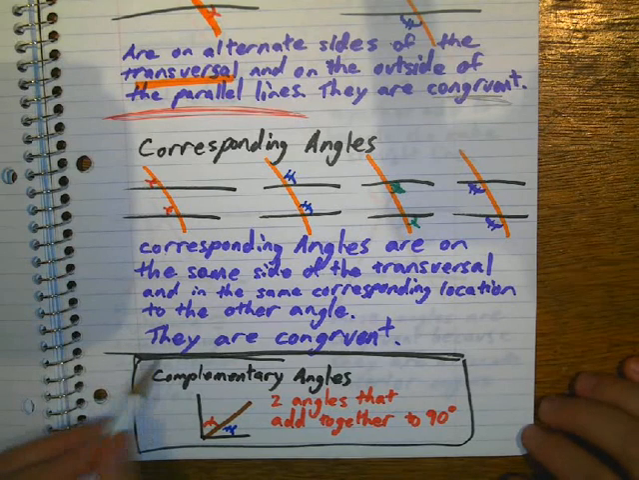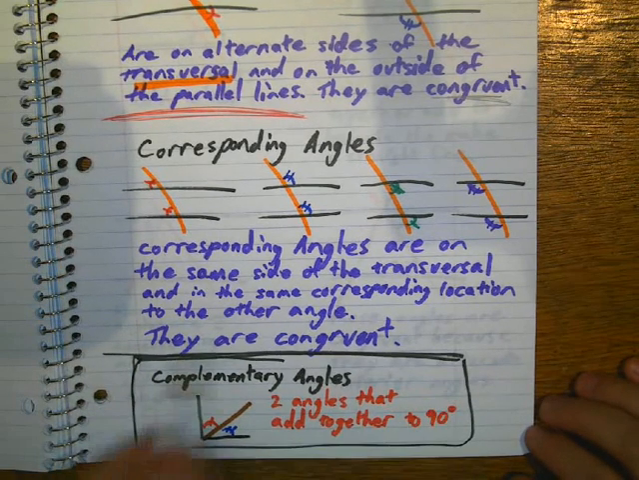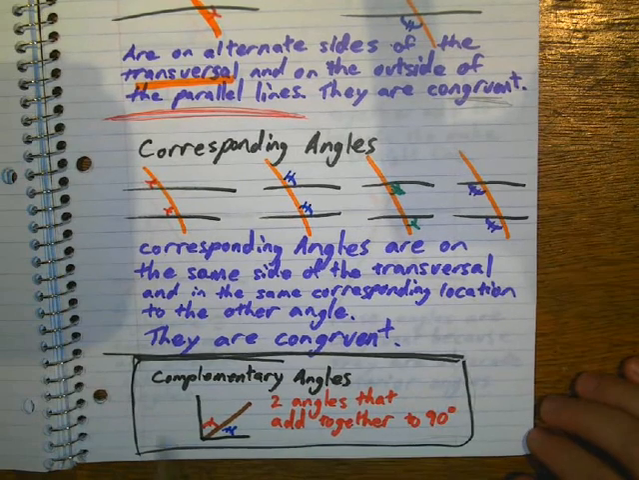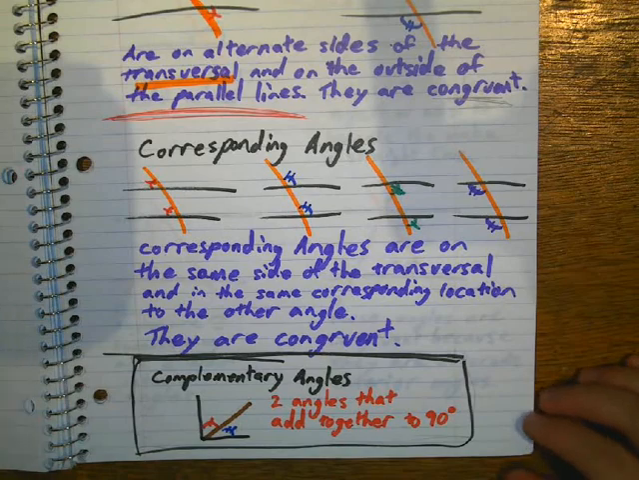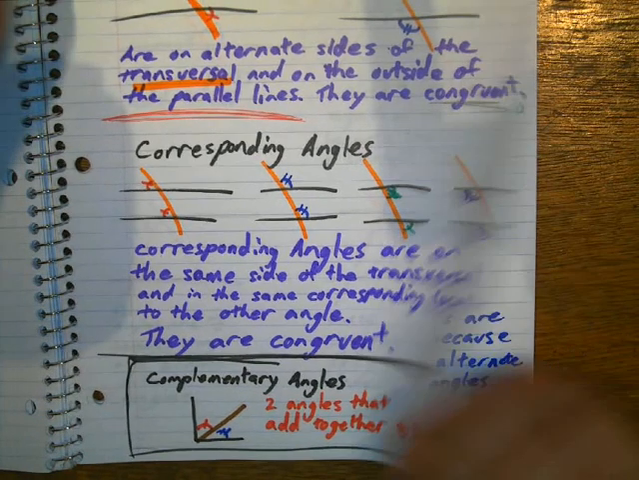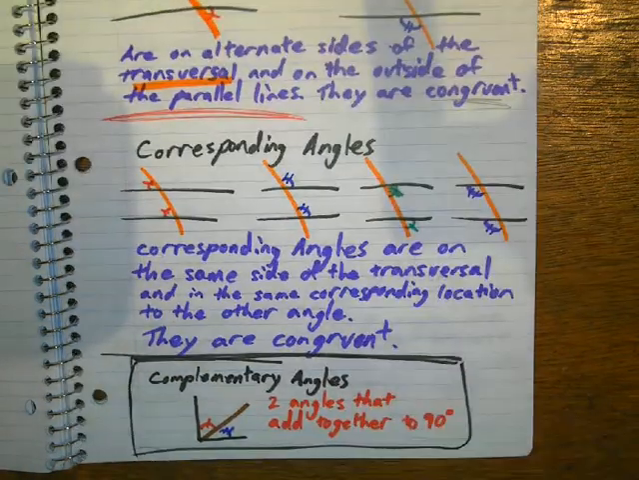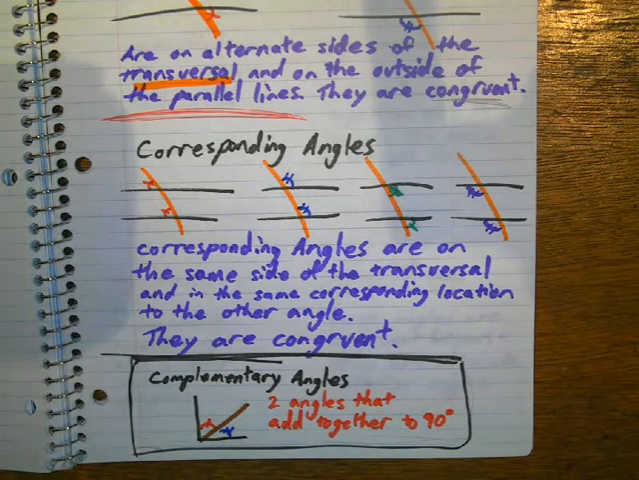Something that hasn't been mentioned yet, and I think will be important later on: complementary angles are two angles that add up to 90, and we'll be discussing that later. And that is it for these notes. Please hit pause, play them as many times as you need.